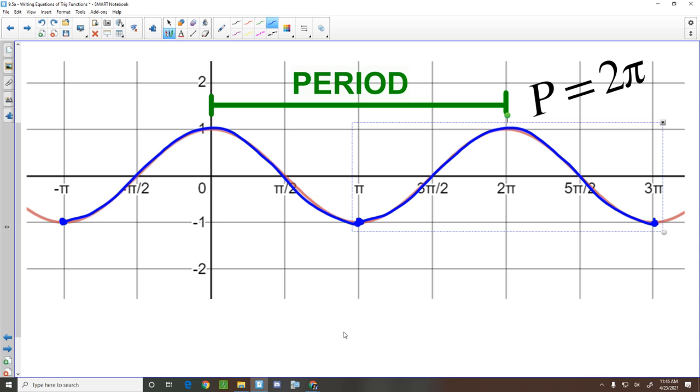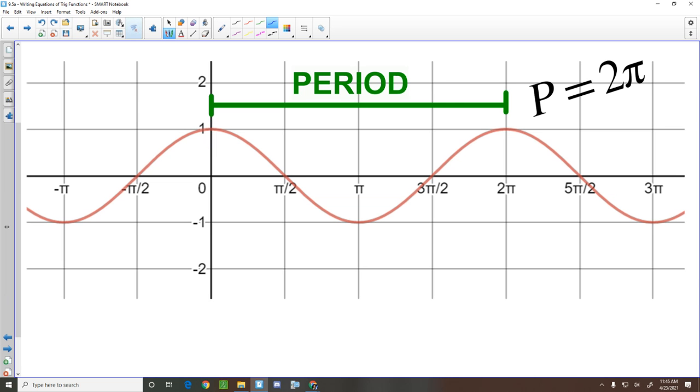Now I can do this with any part of my wave. For the most part, for this year in Algebra 2, you're probably going to want to start right on the y-axis when x is 0. Because you want to figure out what's the length of that wave, of one single cycle or one single stamp that you could duplicate.